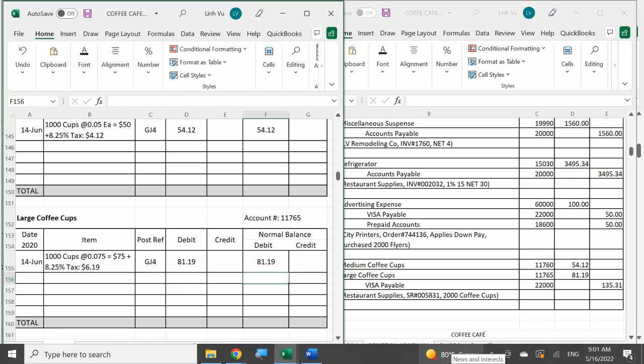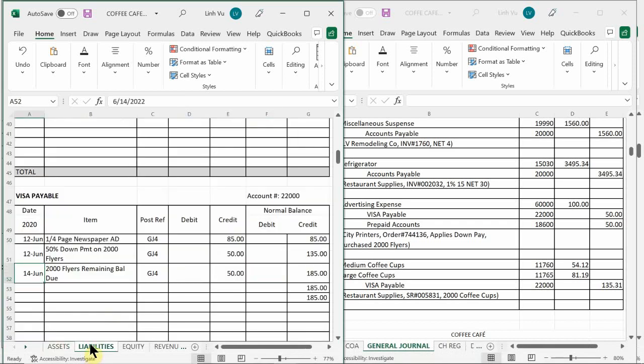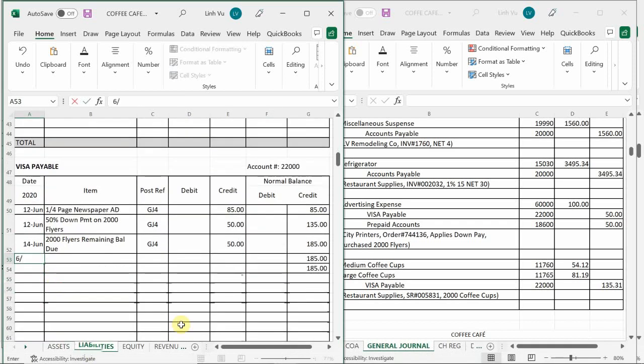Okay. And because we charged it on our Visa credit card, we have to go ahead and input that into our liabilities. So we racked up more money on our credit card. So again, you could say you purchased 2,000 coffee cups. Okay.